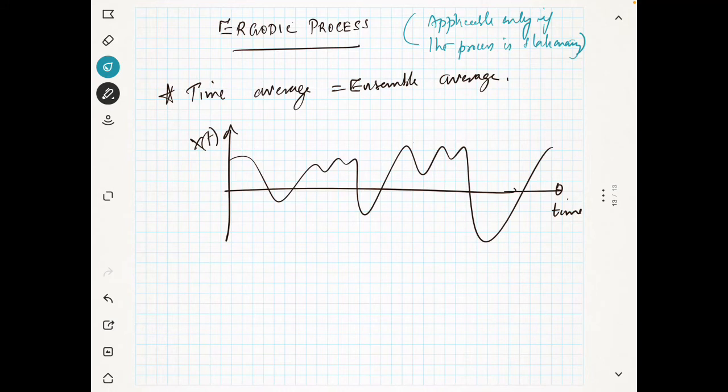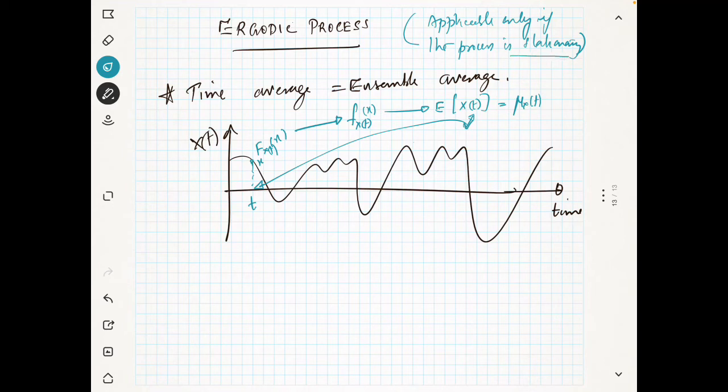So what do you mean by this? Suppose you are observing at a particular time instant, let's say t1, and you know the distribution, and you are getting a value x1. Then you consider the distribution Fx of t, and from this distribution you can find the PDF fx of t of x. If you know the PDF, you can find the expected value of this x of t at the particular time instant t that we have considered here, then you will get mu x of t. But I told you the ergodic process is applicable only for the stationary process, so it will be a constant mu x.